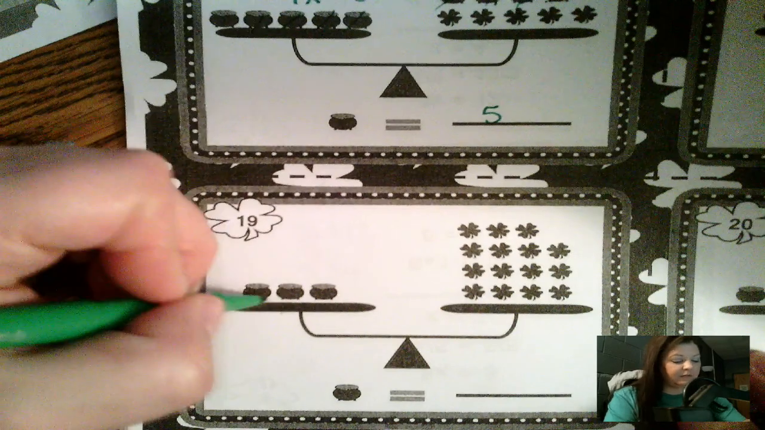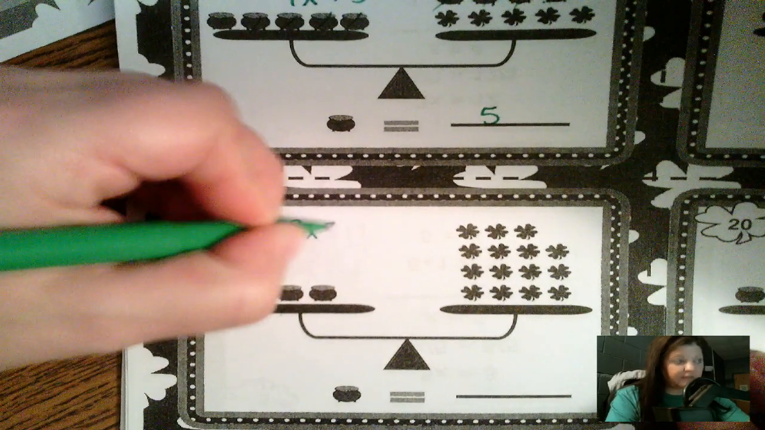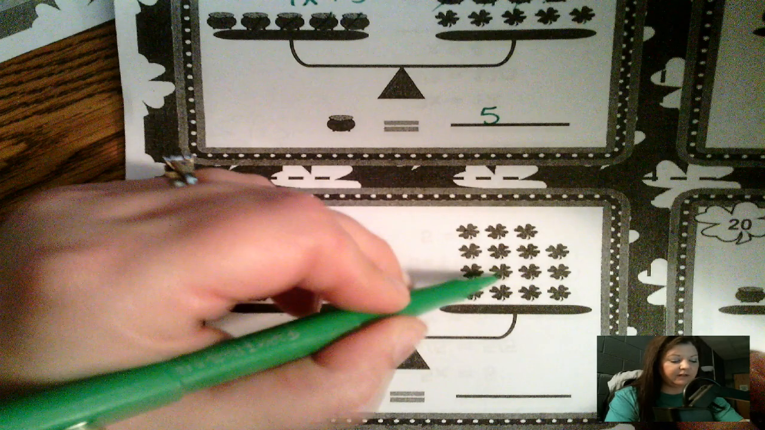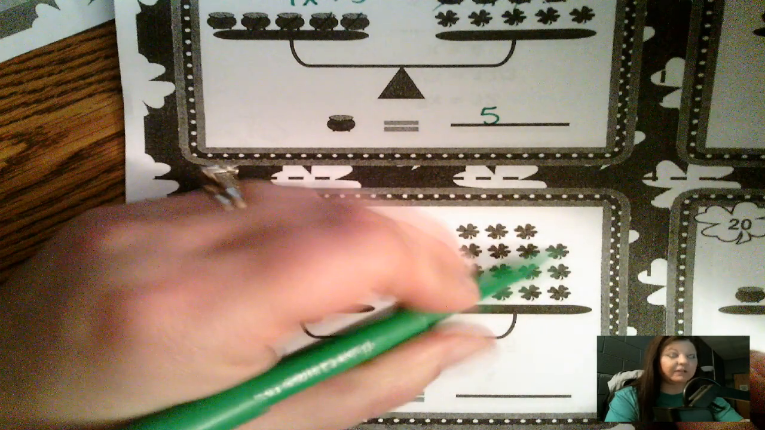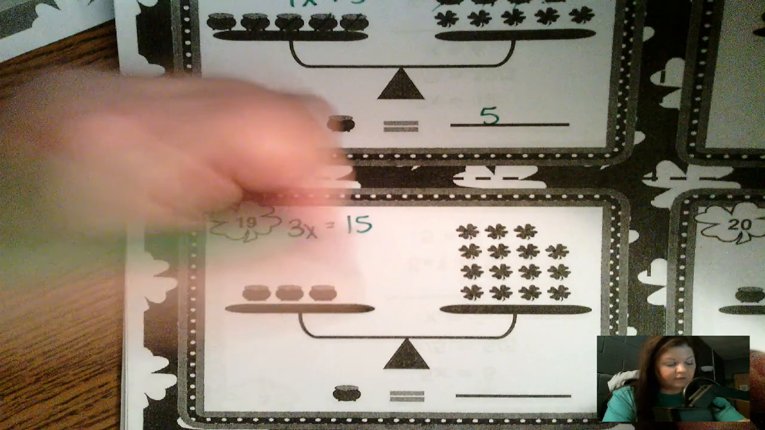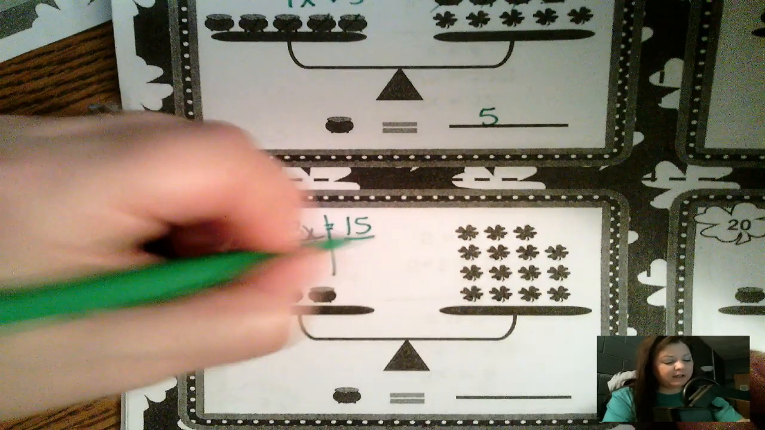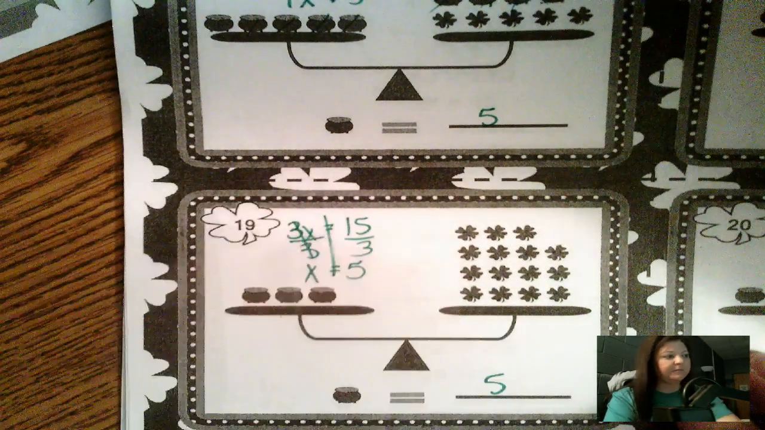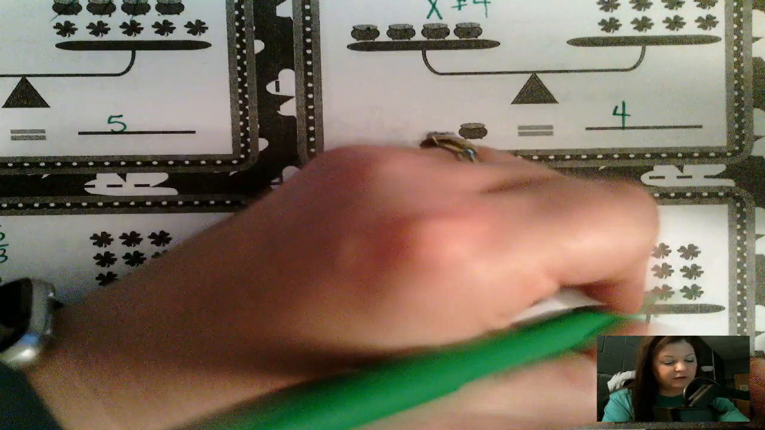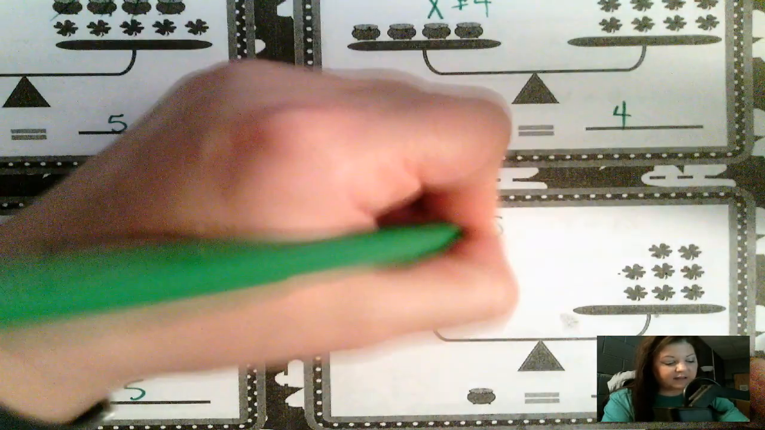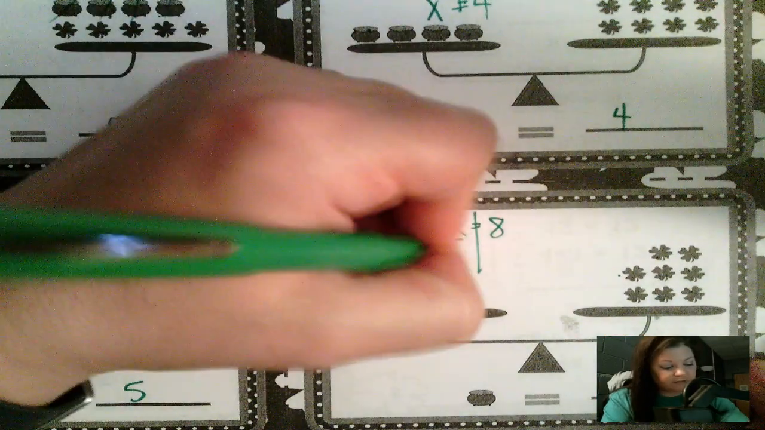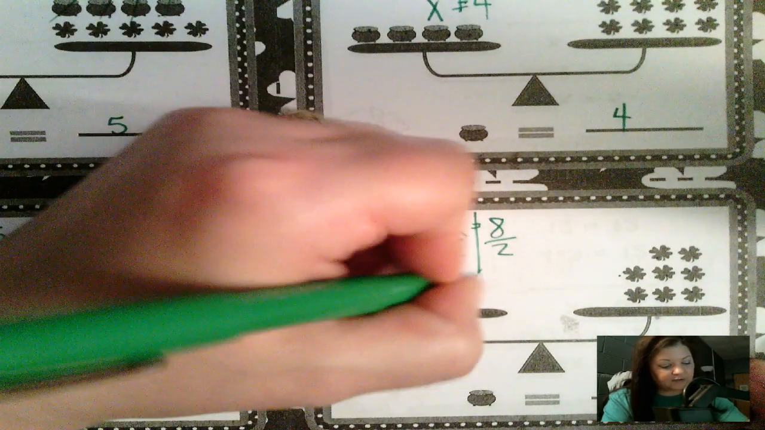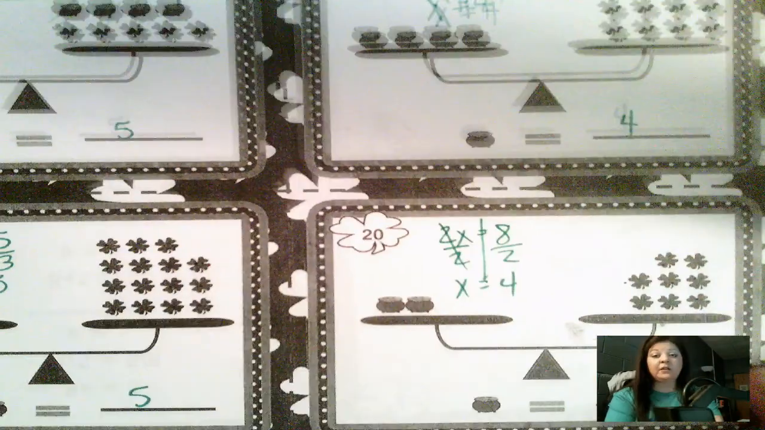Number 19 is 3 pots of gold. So 3x is equal to 15 clovers. We are going to divide by 3 pots of gold. X is equal to 5. Okay? And the last one, we have 2 pots of gold. So 2x is equal to 8 clovers. We're going to divide those by 2 pots, and you get 4. 4 clovers in each pot.